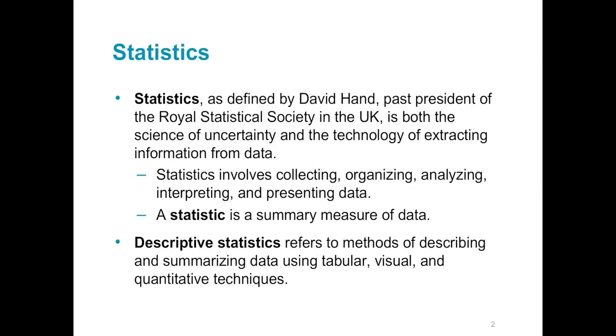So what is statistics? David Hand, who was a past president of the Royal Statistical Society, really described statistics as both the science of uncertainty and the technology of extracting information from data. And I love that framing because it captures both sides. Statistics helps us deal with messy, uncertain data, while giving us rigorous tools to pull real insights from it.